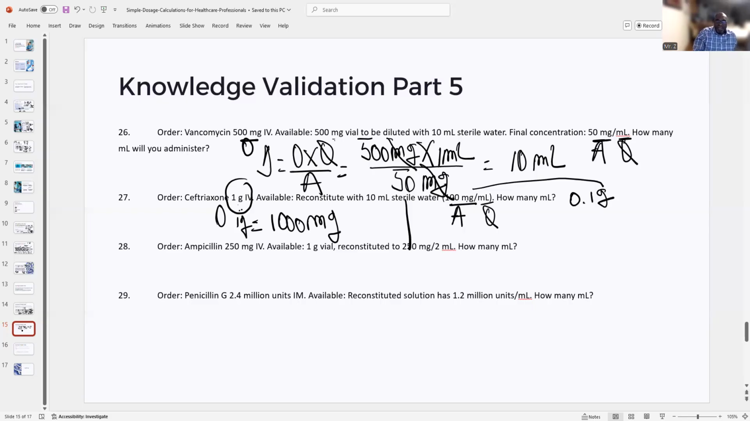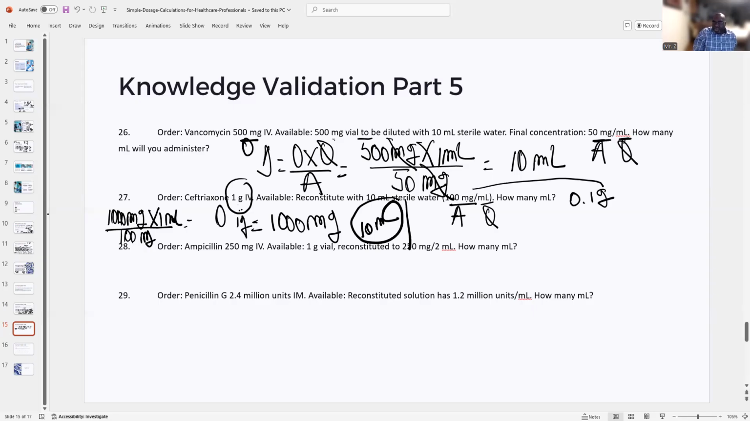So when everything is in milligrams, I'm going to have 100 milligrams. That right there is your order multiplied by quantity, which is 1, divided by available. Your available is 100 milligrams. So you have 1,000 divided by 100. Your answer is going to be 10 milliliters.